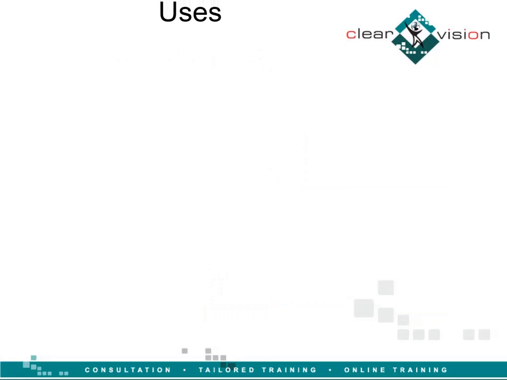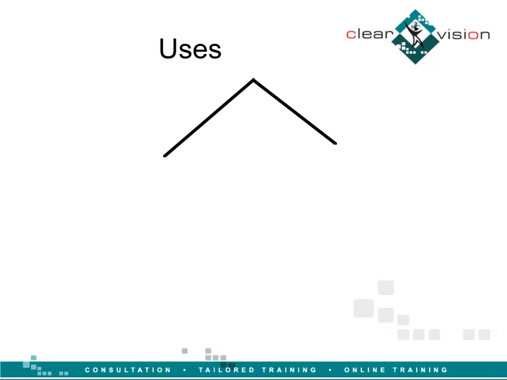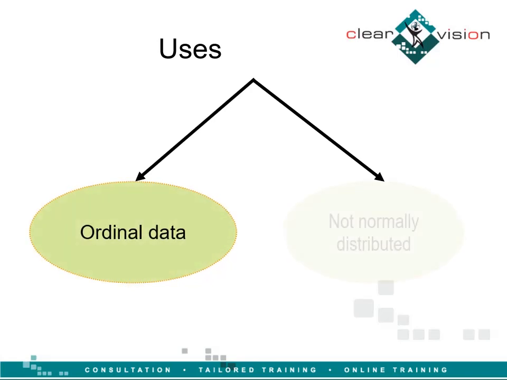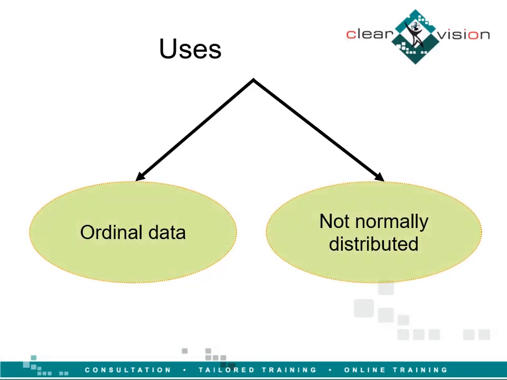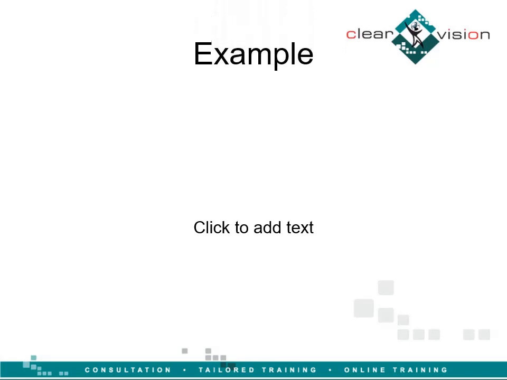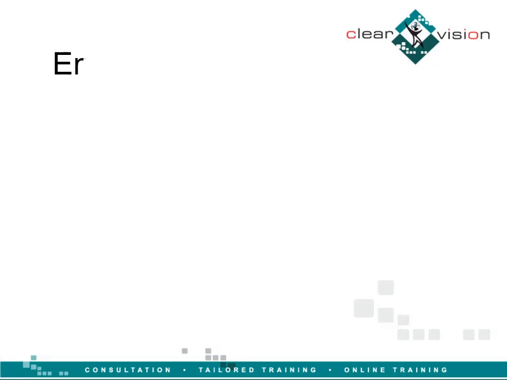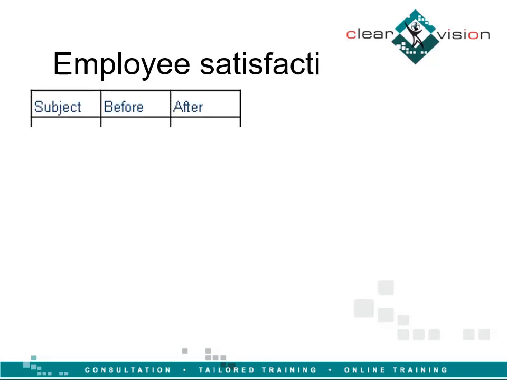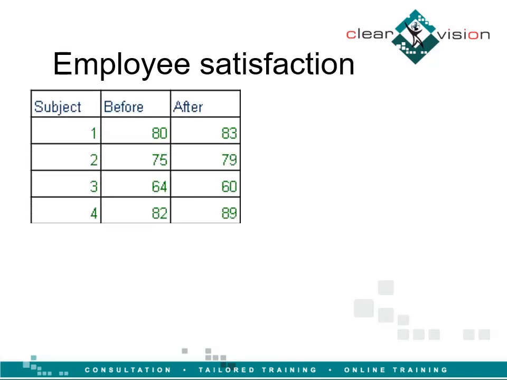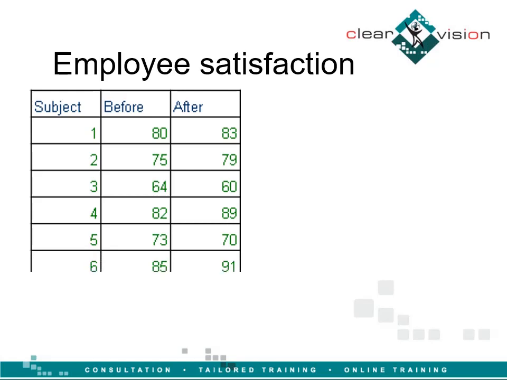So the use of Wilcoxon matched pair test is to test the change for one group before and after if the data is in ordinal format, or if the data are not normally distributed. Let's explain the process of calculation of Wilcoxon matched pair test through an example. Let's assume we measure the employee satisfaction before and after a new incentive system is applied in a specific company, and let's assume this is the result of the study.